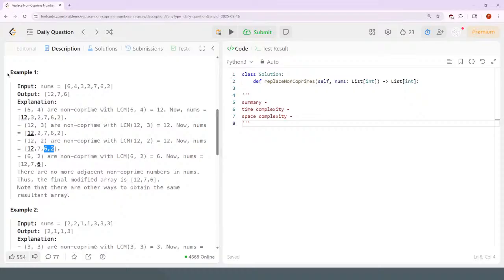Note that there are other ways to obtain the same result in an array. So it could have been something like, what other process could, I guess they could have started merging 6 and 2. I think they had to start, they need to combine 6 and 4 before combining 6 and 3. 4 and 3 doesn't work, 3 and 2 doesn't work. Interesting.